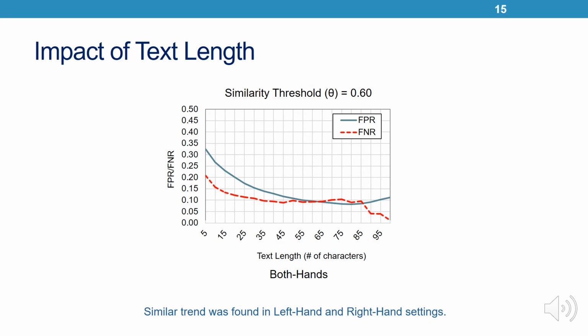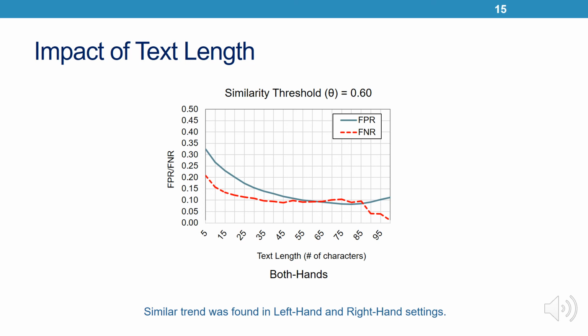Since the length of the input may have an impact on the performance of IvoriWatch, we proceed to evaluate such an effect in both the benign and attack settings. As we saw earlier, we achieved EERs for different settings at a similarity threshold close to 0.60, therefore we set the similarity threshold to 0.60 to measure the variation of performance with different input lengths. This figure shows the performance of IvoriWatch as a function of input text length for both hand settings.